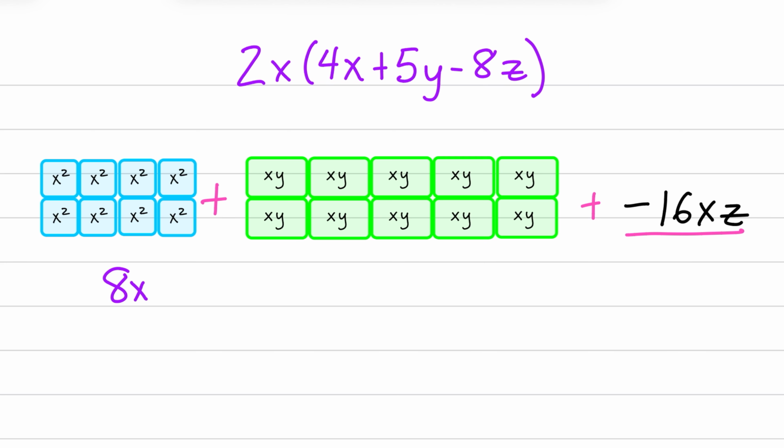2x times 4x gave us 8x squared. 2x times 5y gave us 10xy. And 2x times negative 8z gave us negative 16xz. We're going to remove the plus sign to simplify our problem.